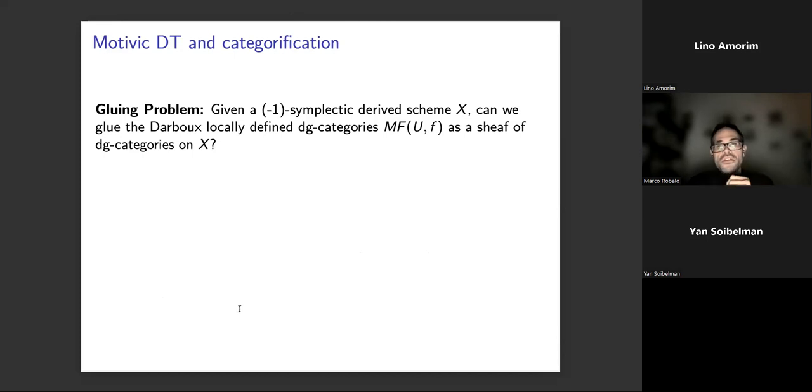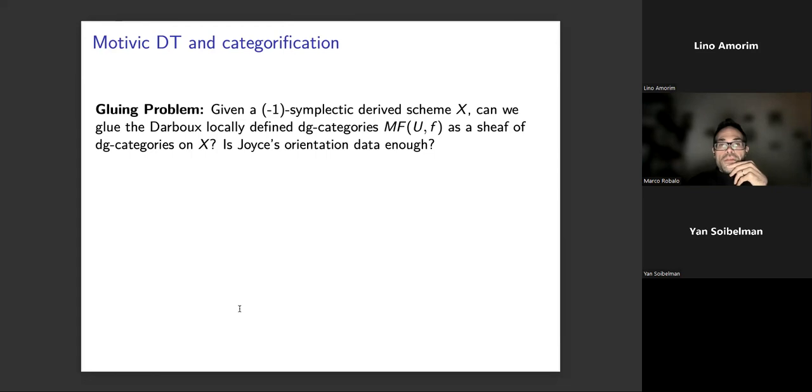And now we can ask the following question. Let's suppose we have a -1 shifted symplectic scheme. Locally, we have these pairs (U, f) that are defined. So the question is, can we glue these locally defined 2-periodic DG categories as a sheaf of DG categories on X? So we want to replace the gluing of Joyce's perverse sheaf by a gluing of DG categories on X. This is the problem that we are trying to describe in our paper, in our work.